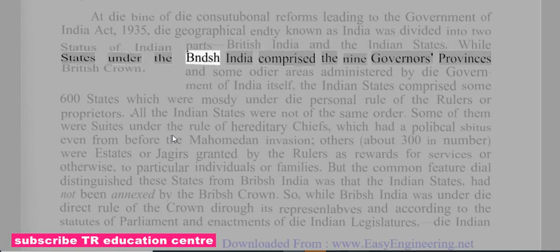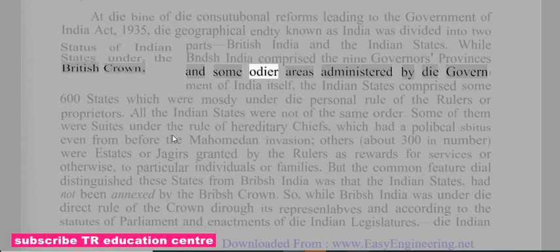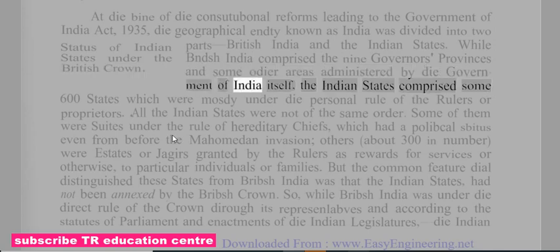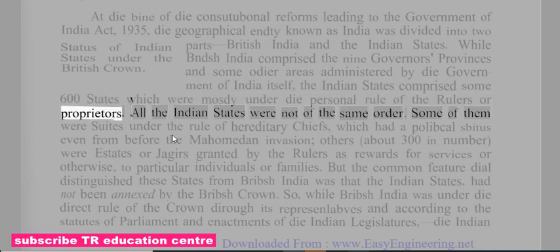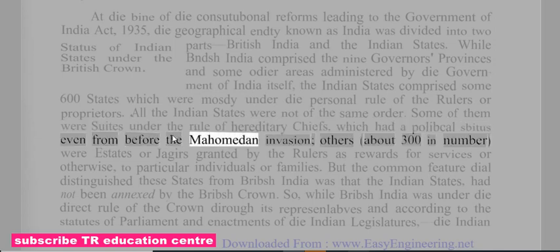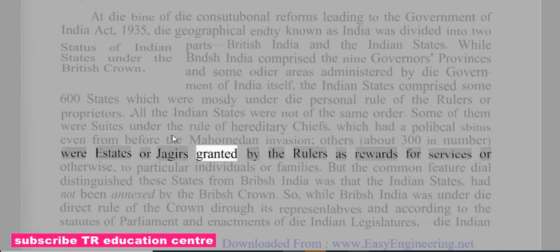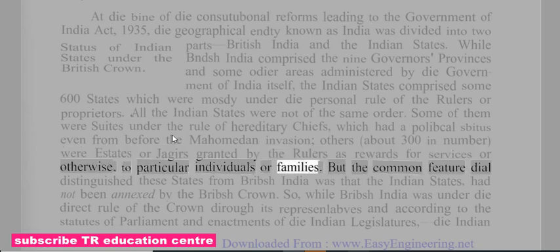British India comprised the nine governors' provinces under the British Crown, and some other areas administered by the Government of India itself. The Indian states comprised some 600 states which were mostly under the personal rule of the rulers or proprietors. All the Indian states were not of the same order. Some of them were ancient states under the rule of hereditary chiefs, which had a political status even from before the Mohammedan invasion. Others, about 300 in number, were estates or jagirs granted by the rulers as rewards for services or otherwise, to particular individuals or families.